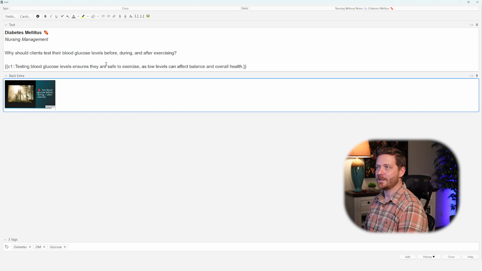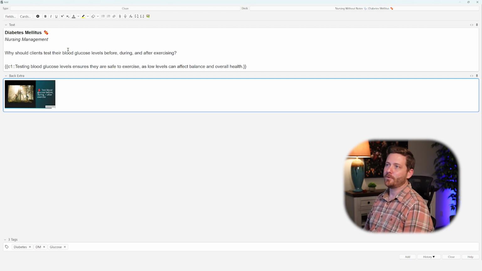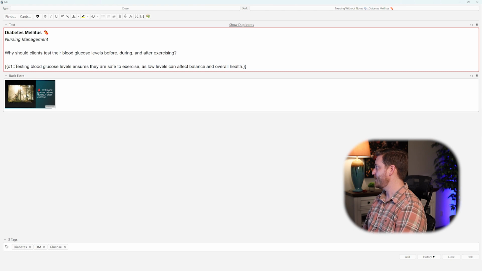That's why I'm adding this in here. This technically doesn't go against the minimum information principle, just depending on how you look at it. But if I'd already done this card before, I'm probably going to look at this and be like, yeah, to ensure safety, and then just keep moving along. So let's add that in the mix.